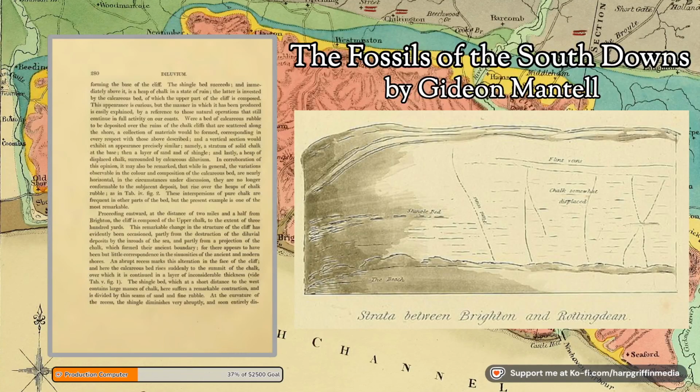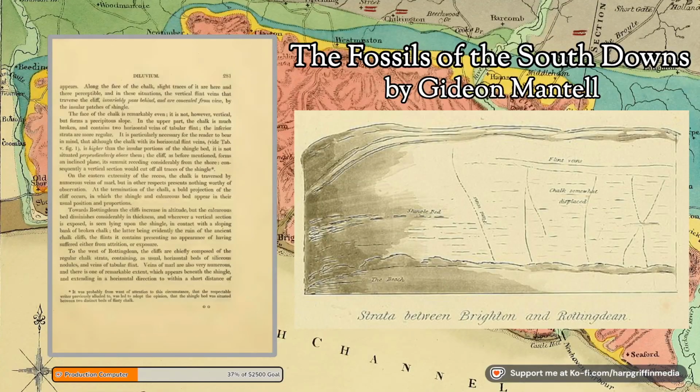The shingle bed, which at a short distance to the west contains large masses of chalk, here suffers a remarkable contraction, and is divided by thin seams of sand and fine rubble. At the curvature of the recess, the shingle diminishes very abruptly, and soon entirely disappears. Along the face of the chalk, slight traces of it are here and there perceptible, and in these situations the vertical flint veins that traverse the cliff invariably pass behind and are concealed from view by the insular patches of shingle.